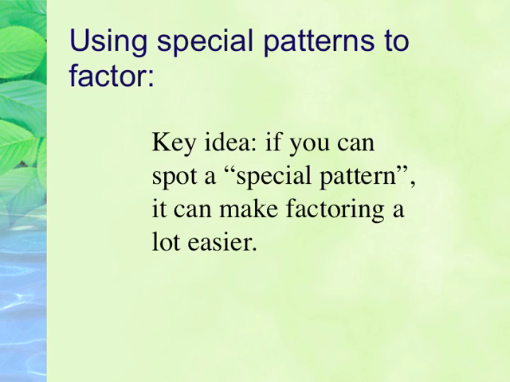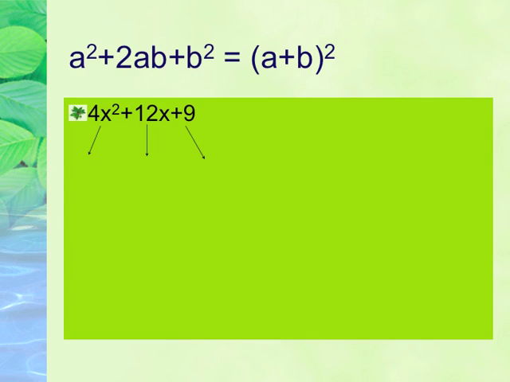The key idea for this section is that if you can spot one of those special patterns that we learned about earlier in the chapter, it can make factoring a lot easier. Let me show you what that looks like. One of the special patterns we learned about was called the square of a binomial. We said that if we had a plus b, that quantity squared, we got a squared plus 2ab plus b squared. Here's an example of an expression that starts out in its unfactored form.